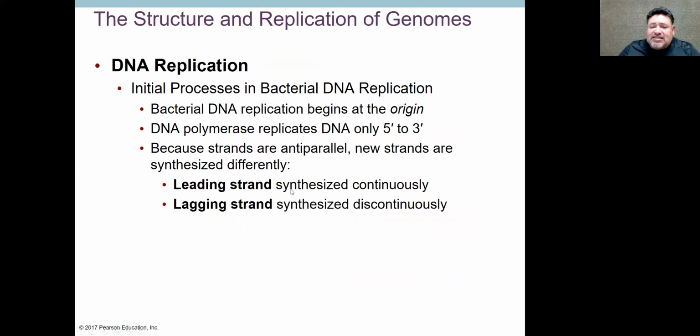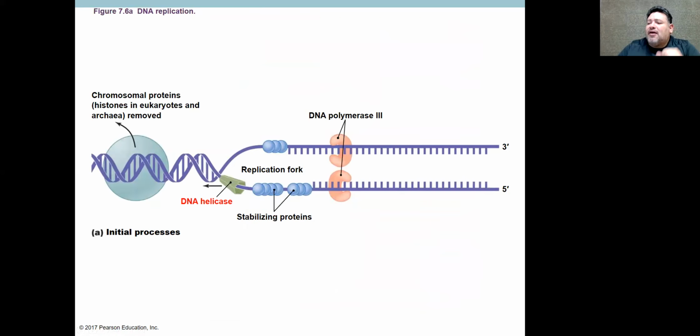Leading strand is synthesized continuously, nonstop. The lagging strand is synthesized discontinuously in small increments. Okay, the first thing that has to happen is we have to separate the DNA. And that is separated with this beautiful machine called DNA helicase. So this DNA helicase comes in, it produces the replication fork. In other words, it separates the complementary strands of DNA, and it goes right down the replication fork, separating the complementary strands.